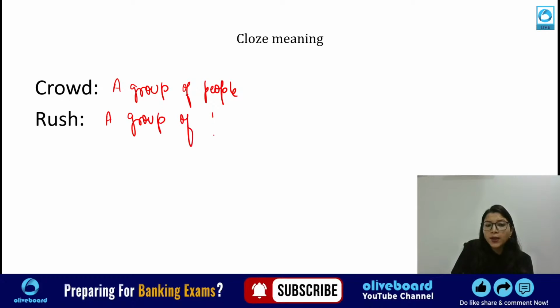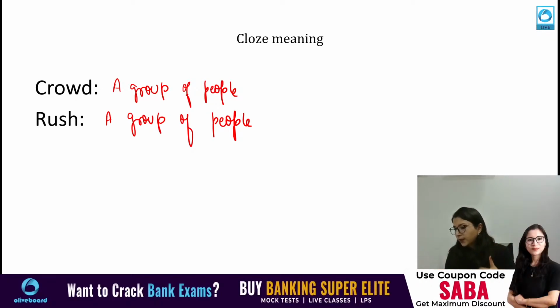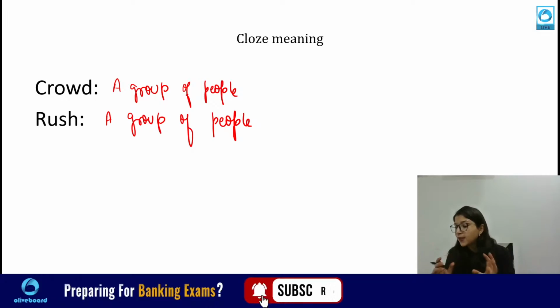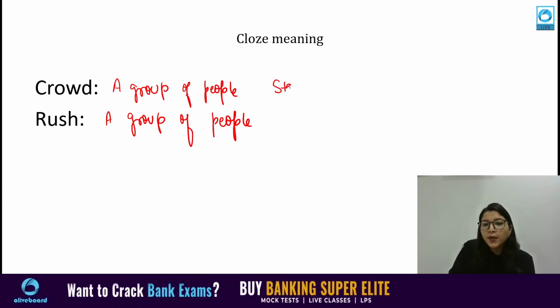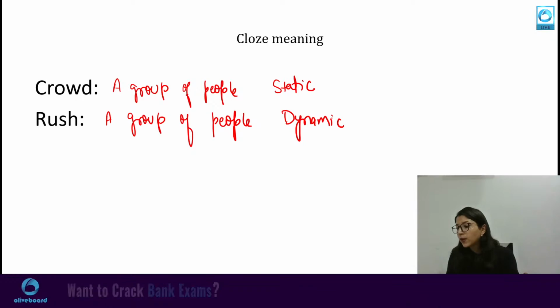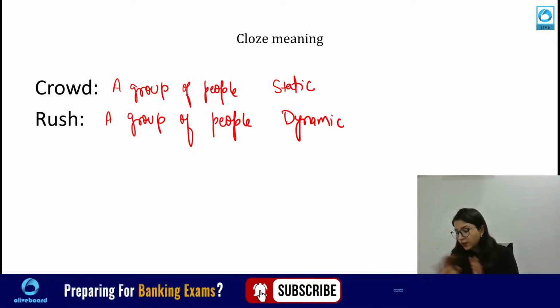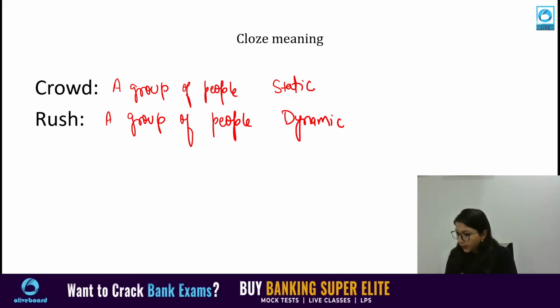But if I ask you, what is the difference between crowd and rush? Suppose in a cloze test, for a group of people, crowd and rush both are given. How will you differentiate? कैसे differentiate करेंगे? See, simply you can say crowd is static, whereas rush is dynamic. Rush is what? Dynamic. जहाँ पे भीड़ भाड़ वाला समय. Yes, people are moving. Rush means what? People are moving.